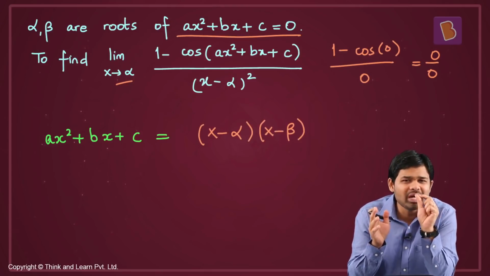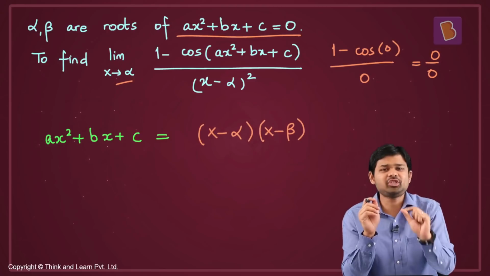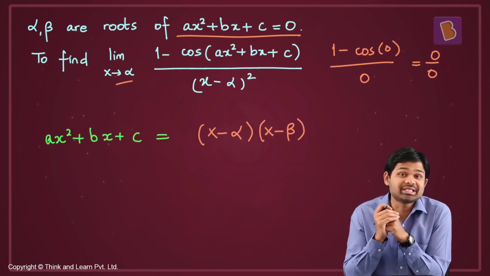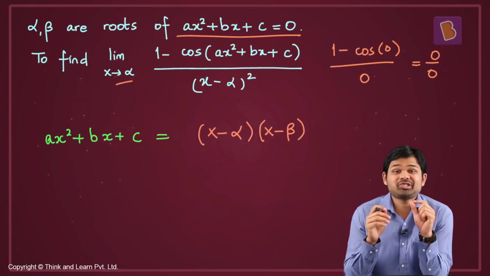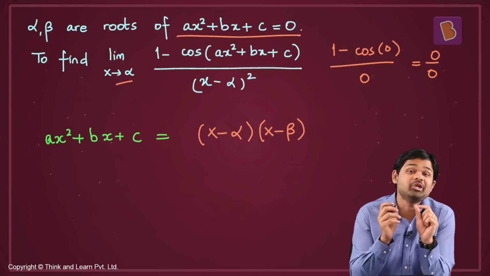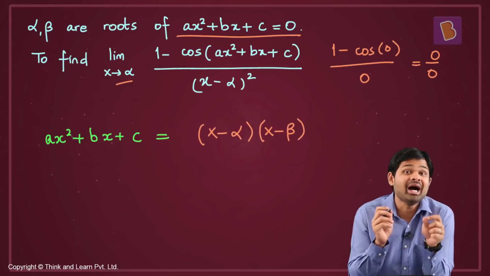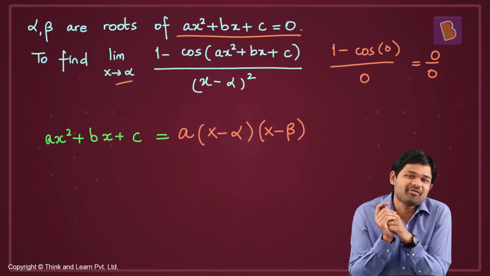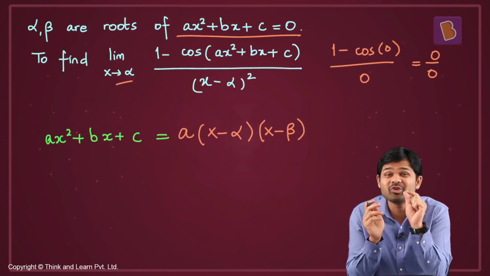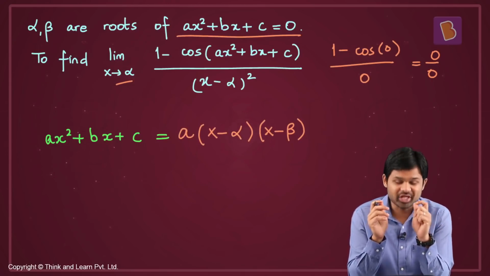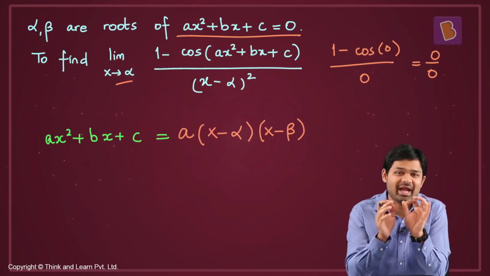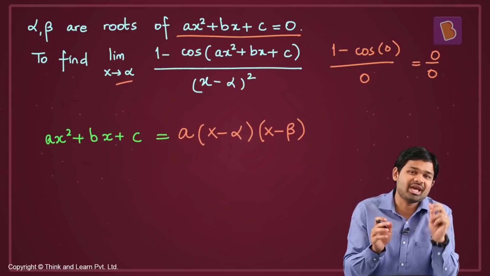There's a small twist here which many students forget, and because of which they go wrong in the solution to this question. Ax squared plus bx plus c is not equal to x minus alpha into x minus beta, but it is equal to a times x minus alpha into x minus beta. That a is very crucial, and you cannot forget that a.